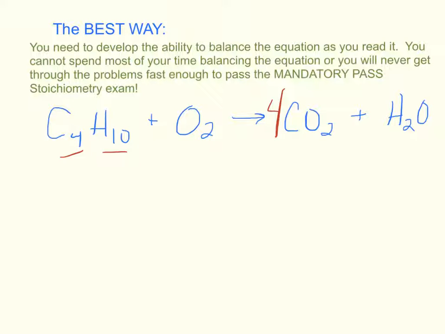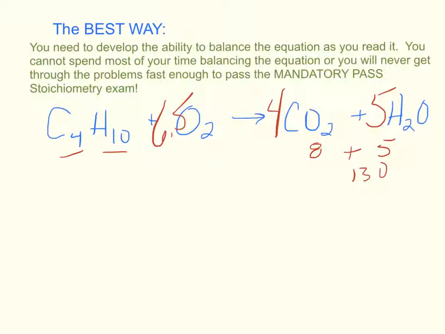I got 10 of them here. I got 2 here, I got to put a 5 here. So now I have 10 hydrogens on both sides. Now I have 4 times 2 is 8, plus 5 equals 13 oxygens. Over here I have 2. I need to get 13 oxygens. To do that, I would multiply this by 6.5, and now I'm done.